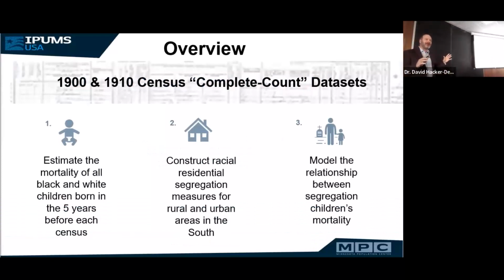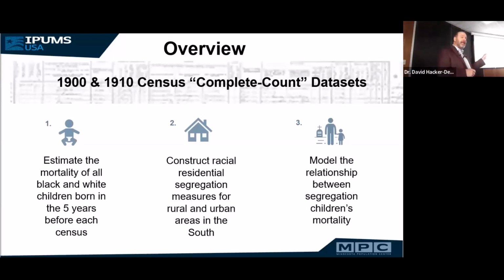So, quick overview of this paper. It's a very simple paper in some ways. We are going to estimate child mortality for Black and white population in the 5 years before the 1900 and 1910 censuses. The reason is that these two censuses have some unique questions that allow us to measure child mortality. Normally, censuses are censuses of the living population, right? These two censuses, we can measure dead children. And we also use the census to construct our measures of residential segregation.